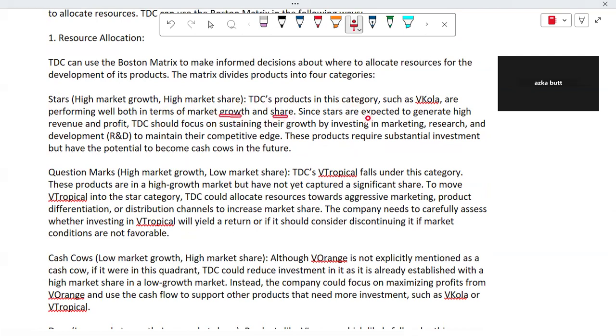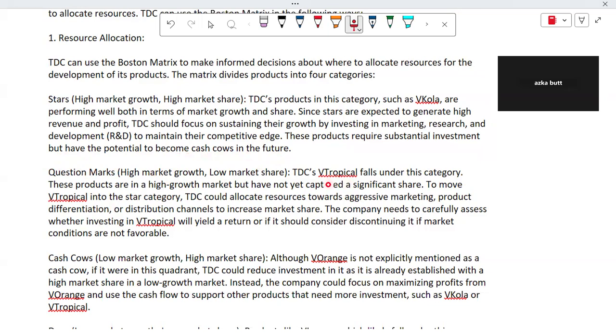So since the stars are expected to generate high revenue and profit, TDC should focus on sustaining their growth by investing in marketing, research, and development to maintain their competitive edge. These products require substantial investment but have the potential to become cash cows in the future. Next one is a question mark. Question mark means that there is a high market growth but low market share.